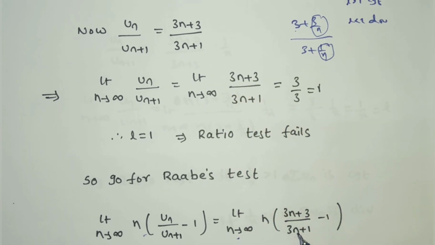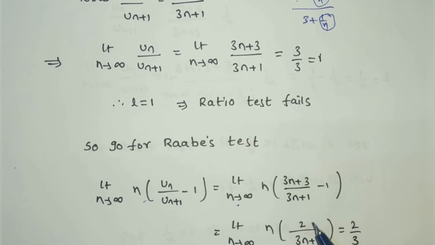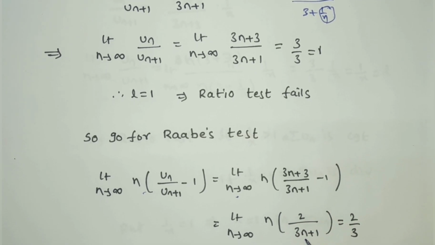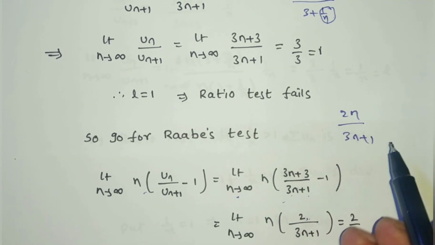Write down 3n plus 3 by 3n plus 1 minus 1. The LCM here is 3n plus 1, so 3n plus 1 stays as it is. Now 3n minus 3n cancel. 3 minus 1 becomes 2. So 2n by 3n plus 1.